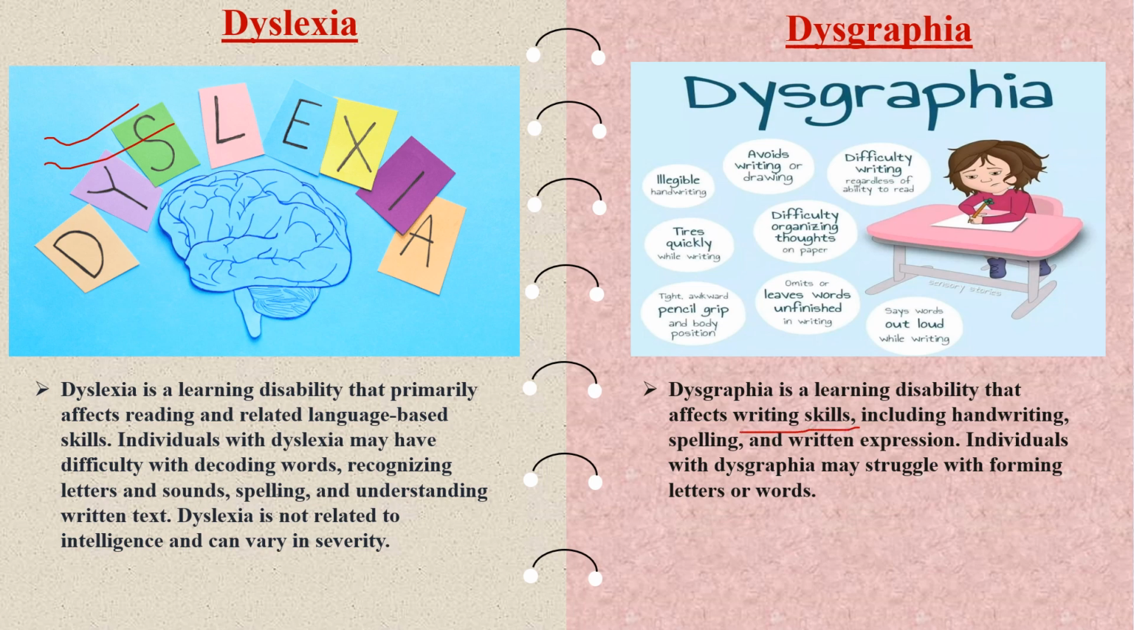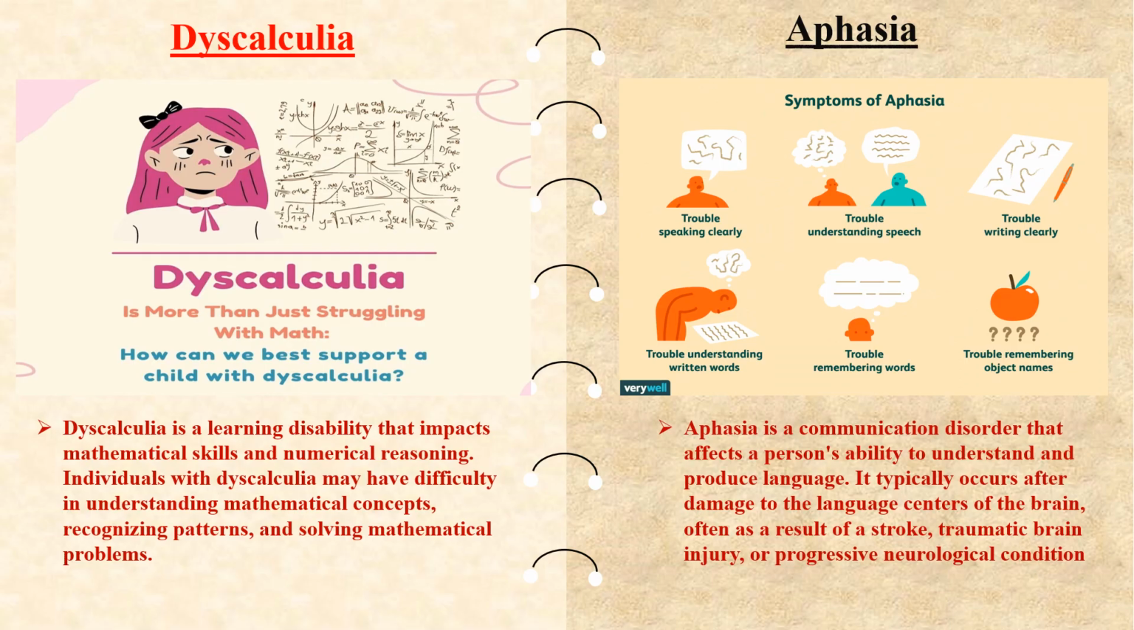For example, here is a child showing the picture of dysgraphia. We can see that he will face difficulty in writing, he will avoid writing or drawing, illegible handwriting will be there, and difficulty in organizing thoughts on paper. He will tire very quickly while writing. He will feel awkward with the pencil grip, and he will say words very loudly while writing. So this is all about dysgraphia.